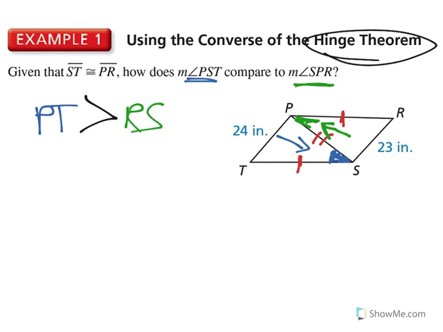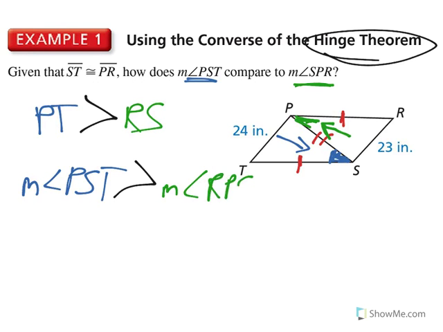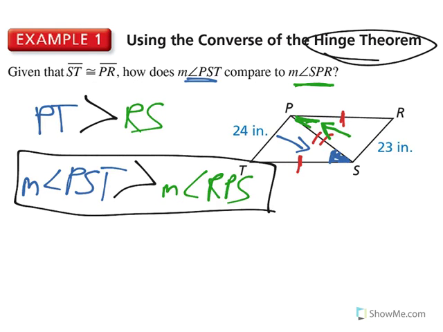So my angle of PST is also going to be greater than the angle of RPS. Okay? My angles that are associated across from my sides, if the sides are larger, then that angle has to be larger as well. So my answer would just be the statement here that measure PST is greater than RPS.